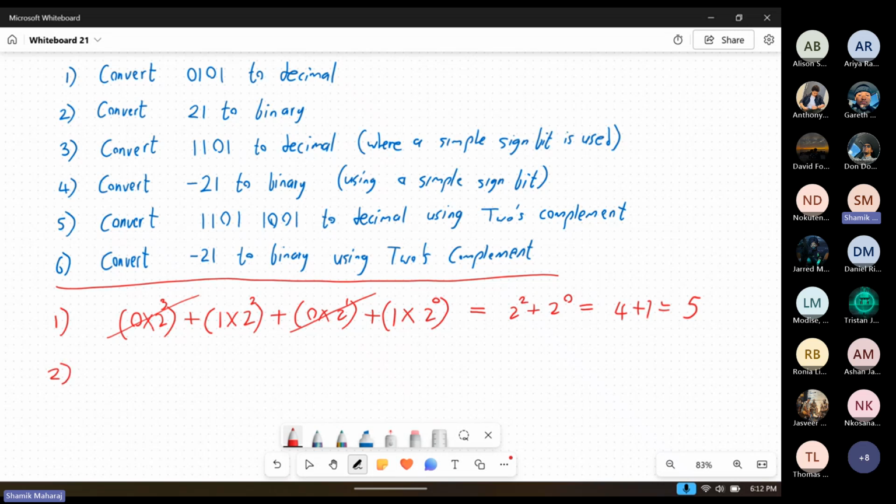Also, guys, if you are checking these things with ChatGPT, make sure you specify whether you're using things like simple sign, but two's complement, because answers change depending on those.